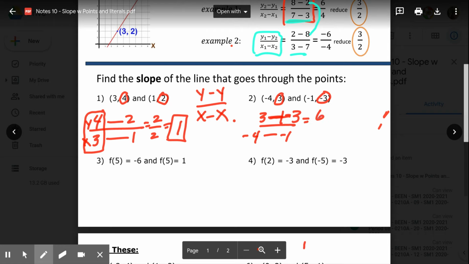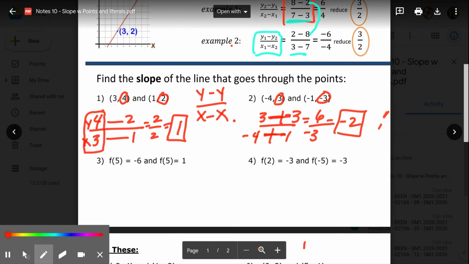So 3 plus 3 is 6. Minus a negative becomes a positive, so that's negative 3. 6 divided by negative 3 is negative 2.